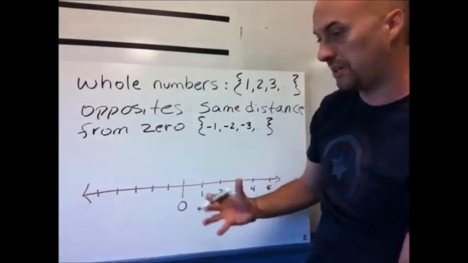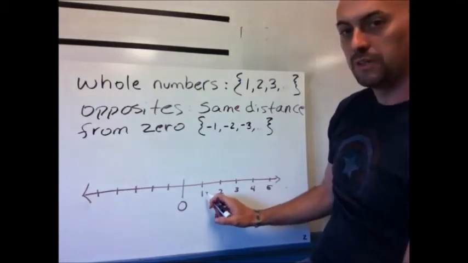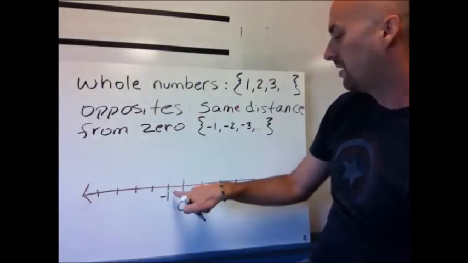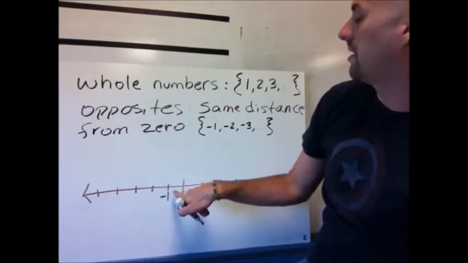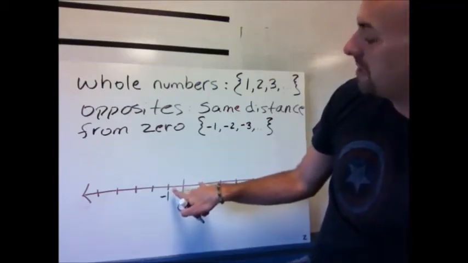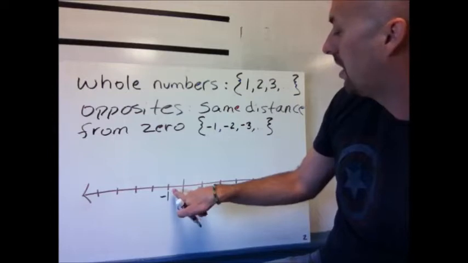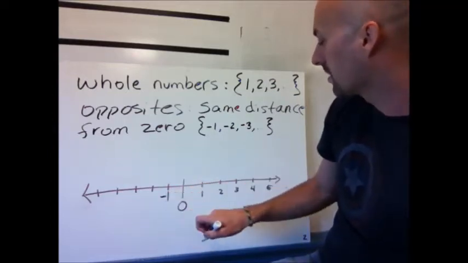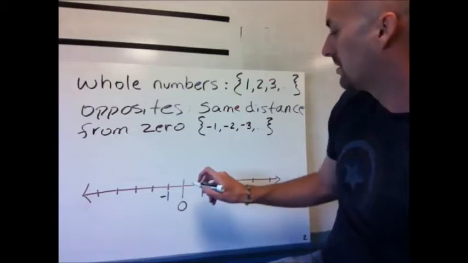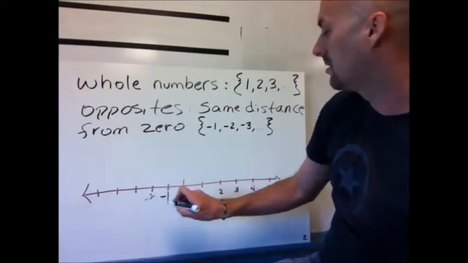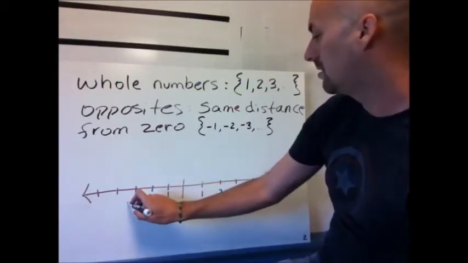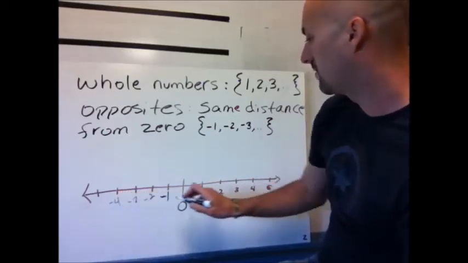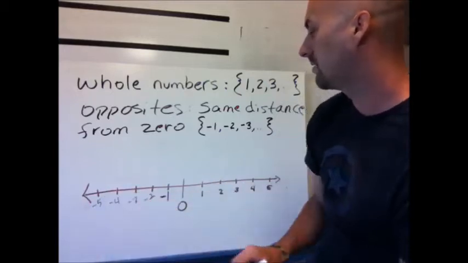So if you look, here's our number line, here's number 1. Its opposite would be over here, negative 1. Equal distance. Now I know my drawing is not the best, but you can see that the intention there is that they would be equal distance apart. Here's 2, so its opposite would be negative 2. 3, negative 3, 4, negative 4, 5, negative 5.